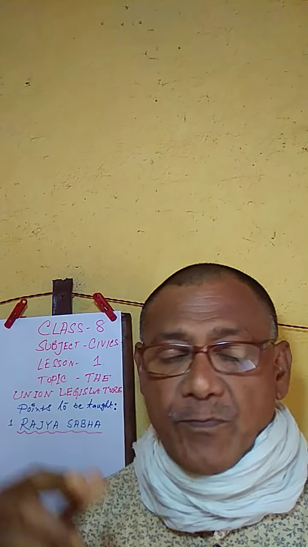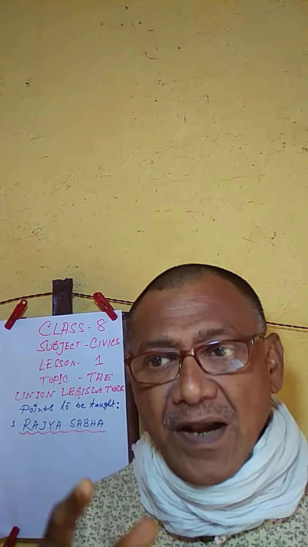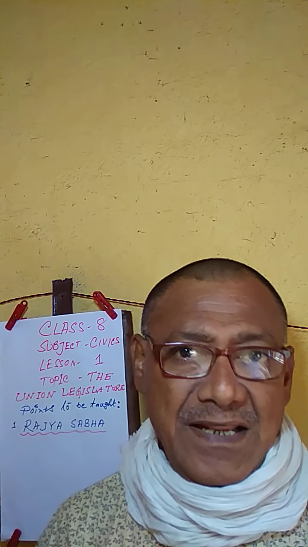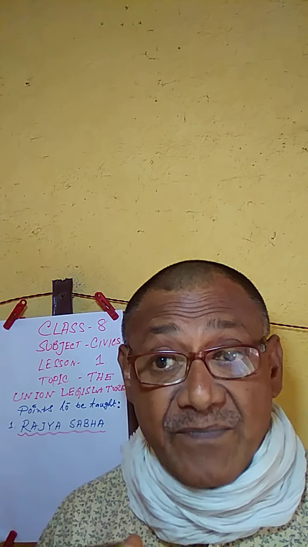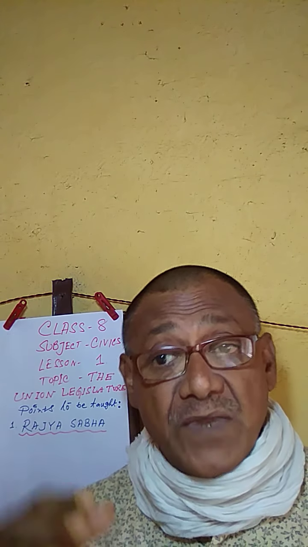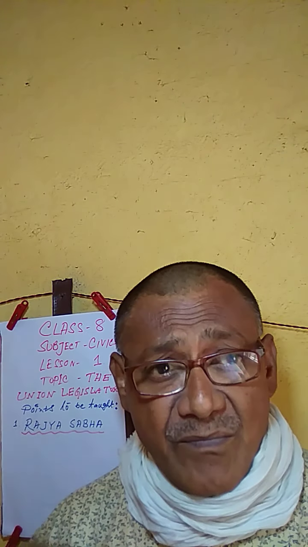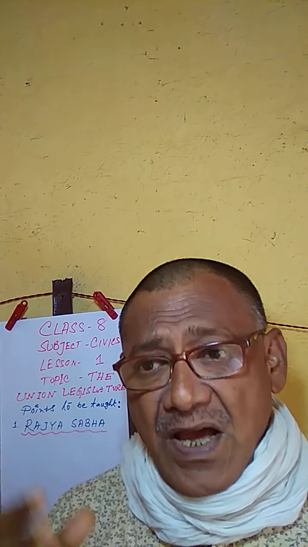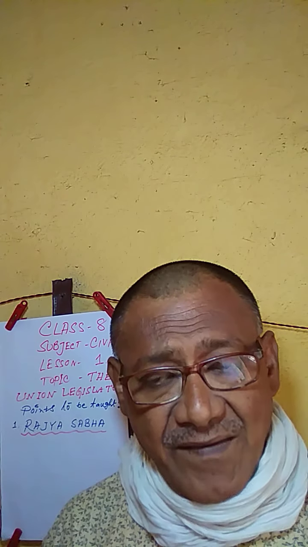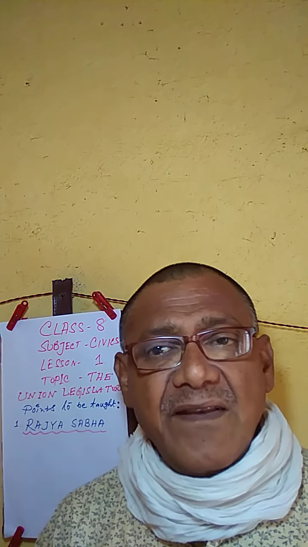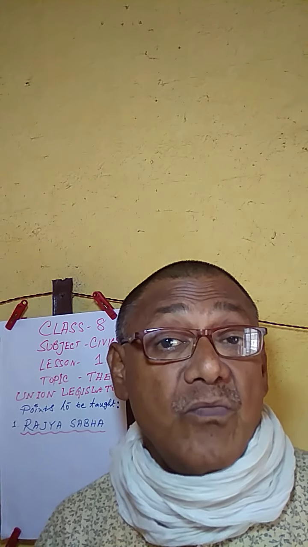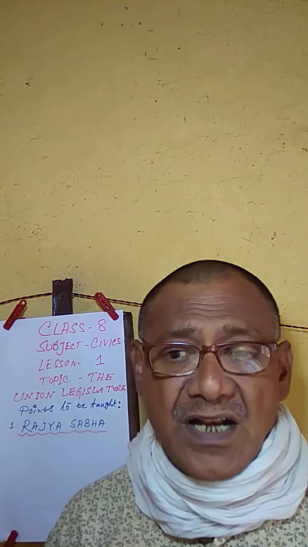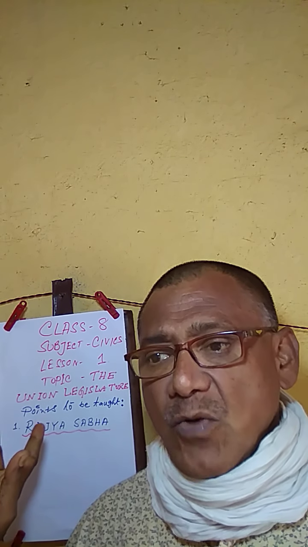Out of 250 members, 238 members are elected indirectly, by the representatives or by the members of the lower house, by the members of the legislative assembly of different states. And the rest 12 members are nominated by the President of India on the advice of whom? On the advice of the Prime Minister. So, these are the 250 members of the Rajya Sabha.